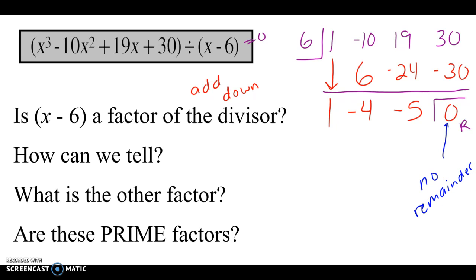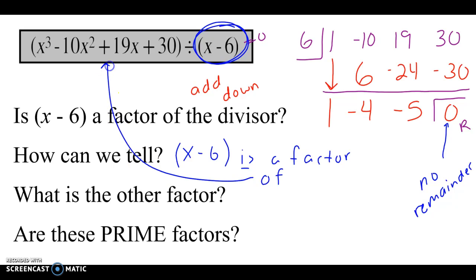Because what does that tell me about x minus 6? It is a factor. So that tells me that x minus 6 is a factor because it divides evenly. It is a factor of the polynomial that we started with.